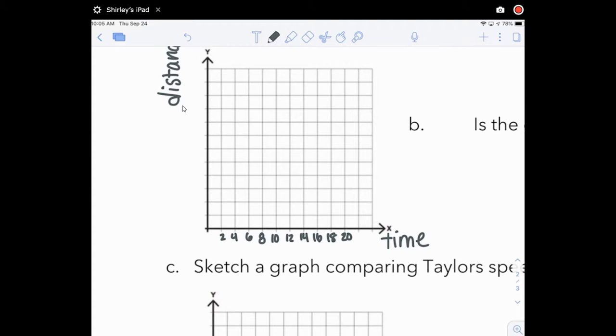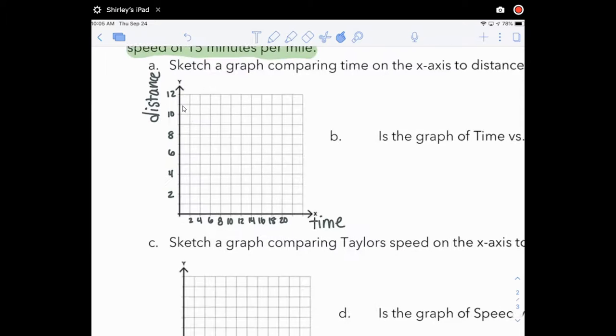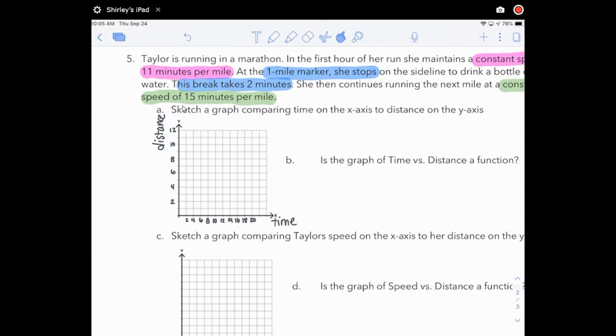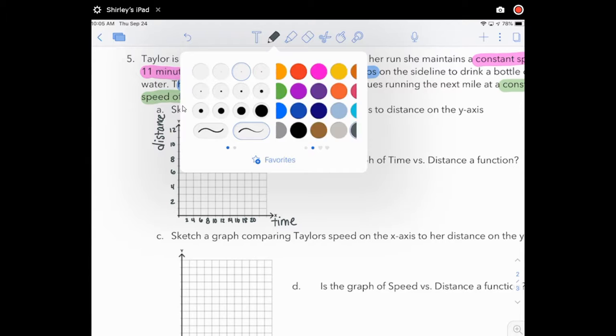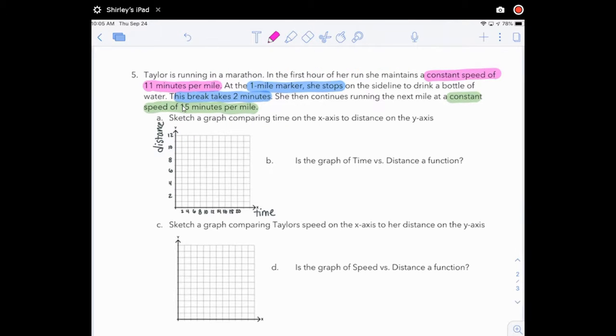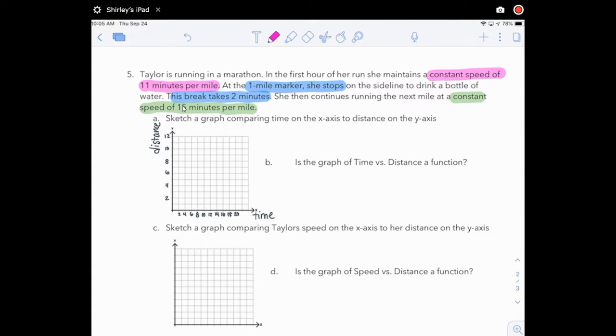Alrighty, so then I'm talking about running miles. So I'm still counting by ones here. Notice I'm skipping lines just to make it a little bit less cluttered. All right, so now I'm going to go ahead and think about my graph. So the first thing I'm going to do is that pink part. So in the first hour, she runs at a constant speed of 11 minutes per mile. This piece right here is going to tell me what my first coordinate is.